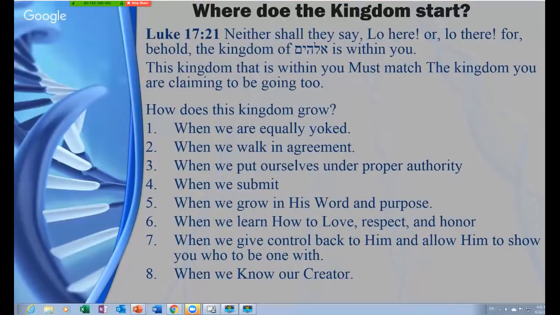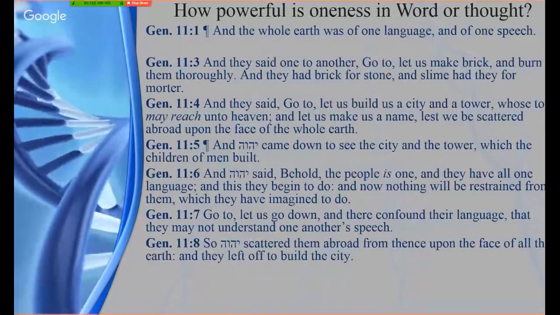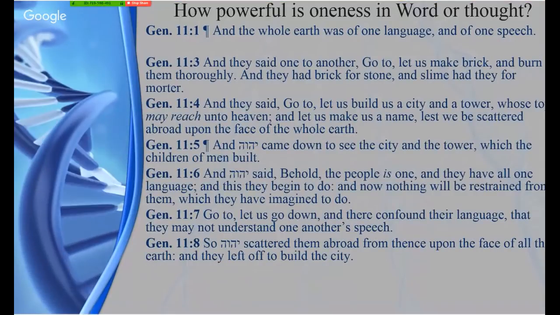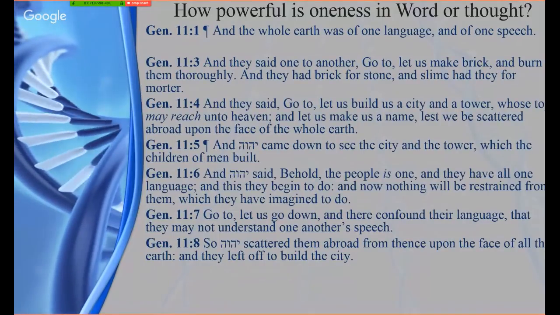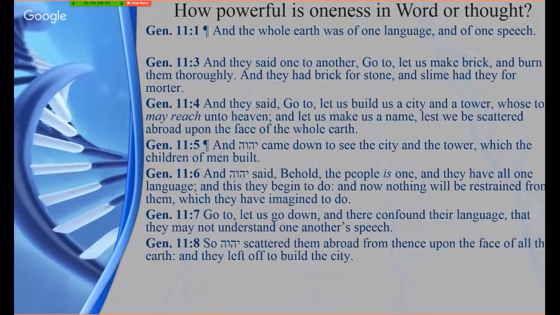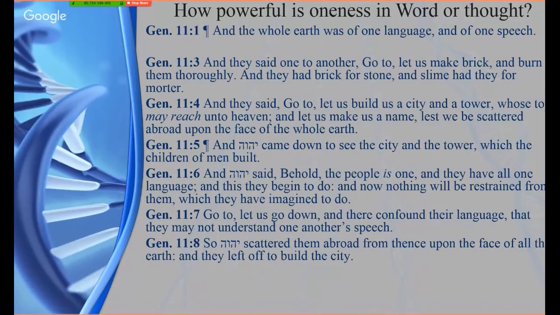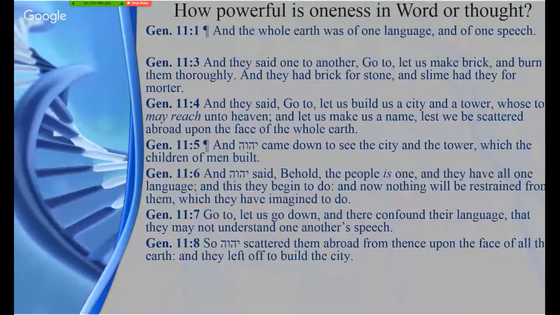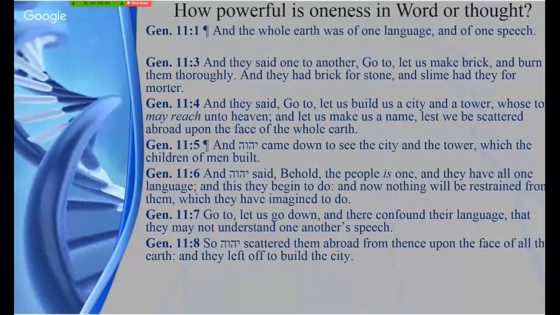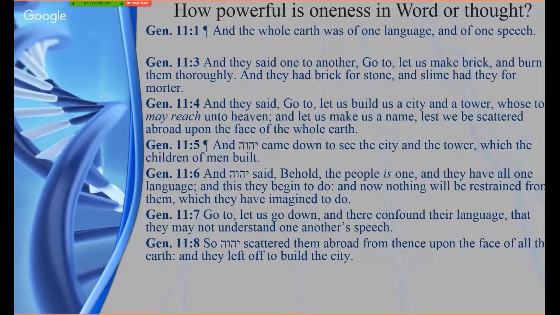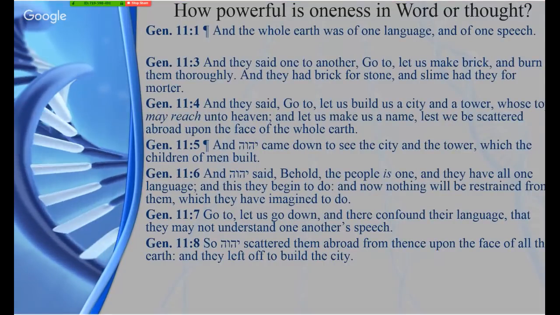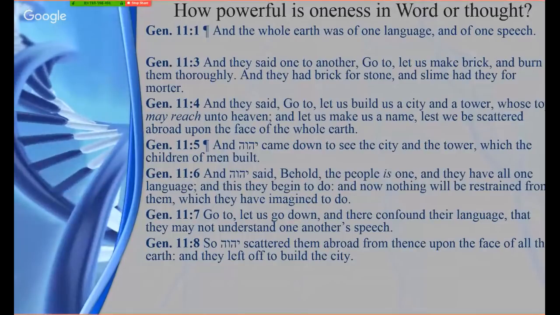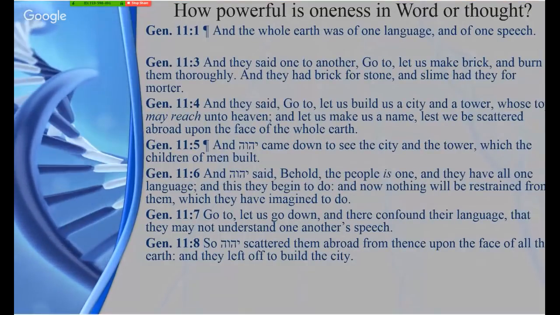How powerful is oneness in the word? Here's an example. Genesis 11:1 starts off, the whole earth was of one language and of one speech. Verse 3 says, and they said one to another, go to, let us make brick and burn them thoroughly. And they had brick for stone and slime had they for mortar. And they said, go to, let us build us a city and a tower whose top may reach unto Shamayim, or heaven, and let us make us a name, lest we be scattered abroad upon the face of the whole earth. Now, did they get scattered? But they knew that, right? Why? They all are on one accord.